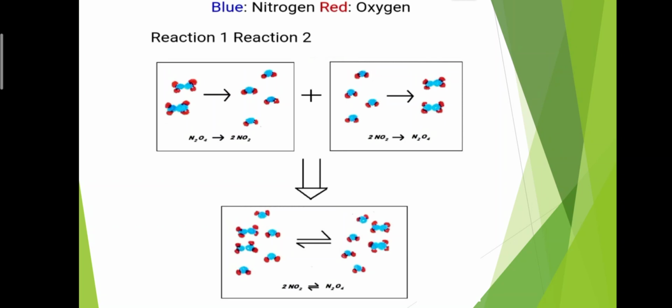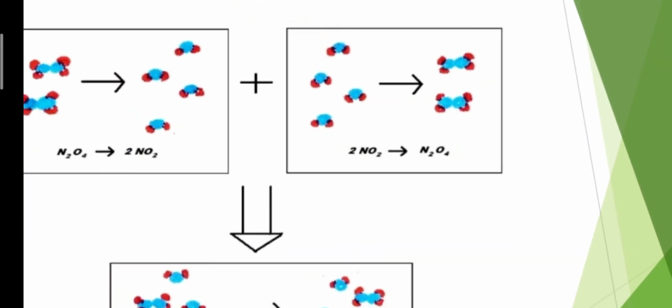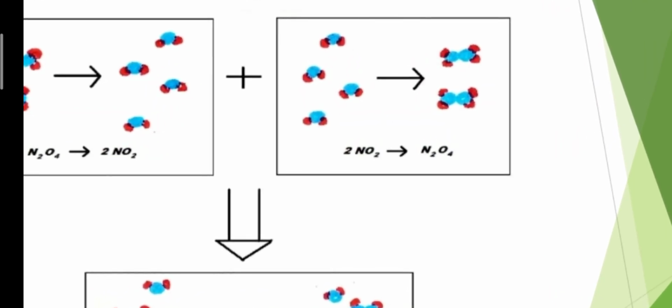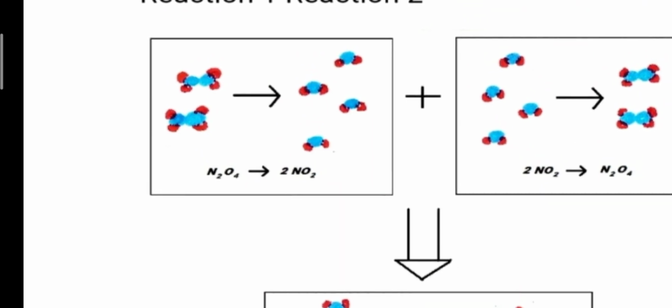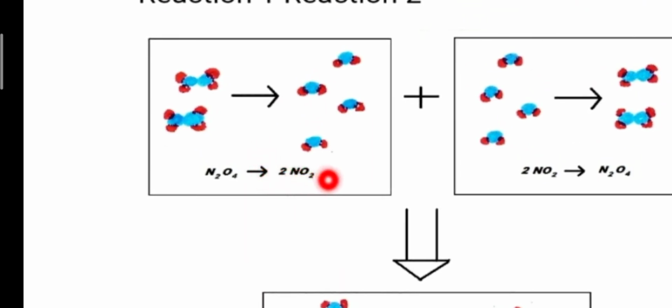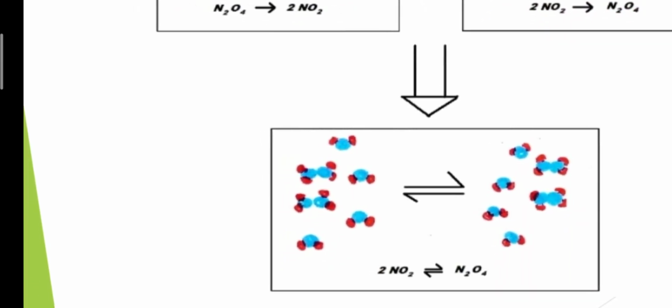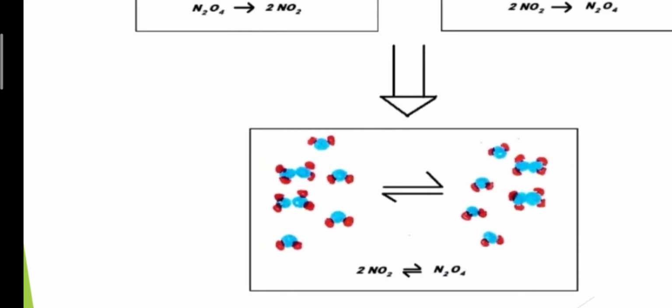This is an illustration of the reaction of nitrogen, the decomposition of N2O4. N2O4 decomposes to form NO2 during the forward reaction, and during the backward reaction NO2 again reacts to form N2O4. At equilibrium, the concentration of both the reactants and the products remains constant.